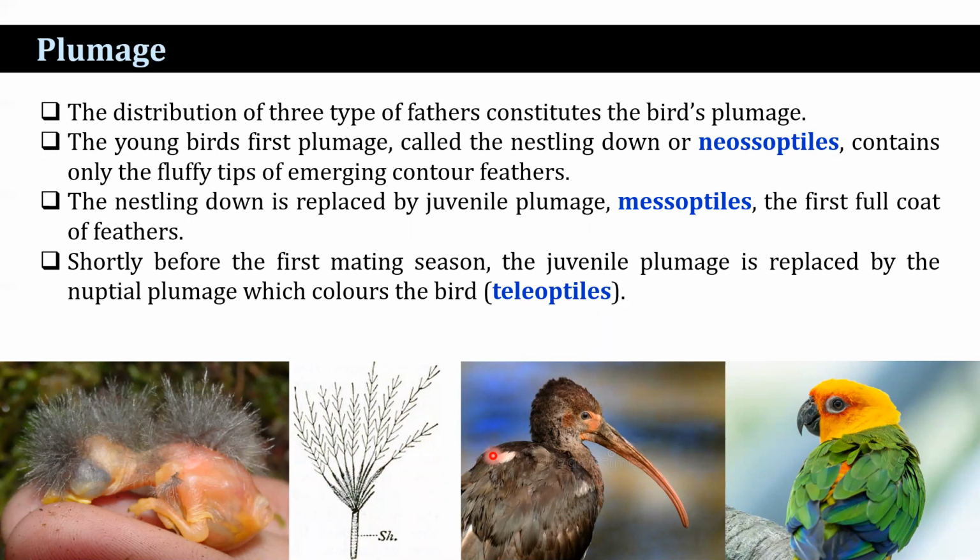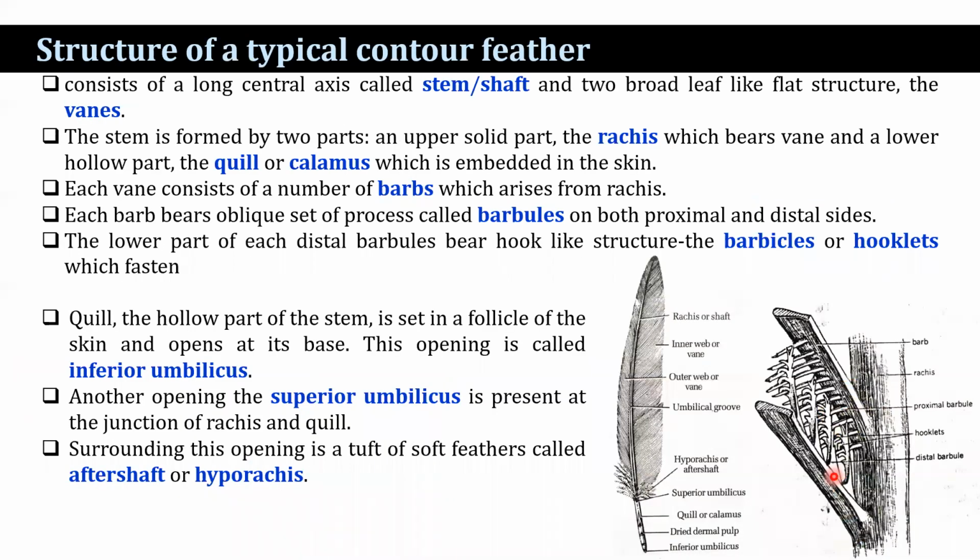The young birds' first plumage is called the nestling down or neossoptiles, that contains only the fluffy tips of emerging contour feathers. Now the nestling down is replaced by the juvenile plumage, that is mesoptiles, that is the first full coat of feathers. And it normally lasts through the first winter and is usually less brilliant in color. Shortly before the first mating season, the juvenile plumage is replaced by nuptial plumage that colors the birds and that is known as teleoptiles.